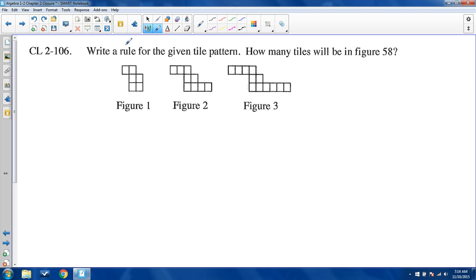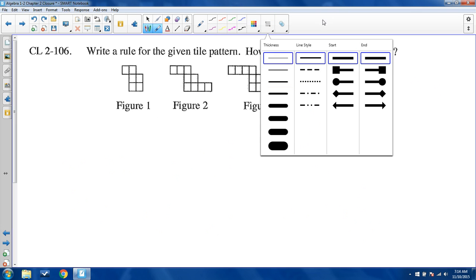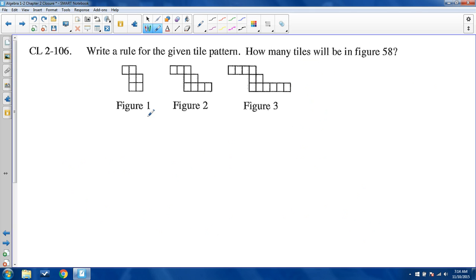Number 106, write a rule for the given tile pattern. How many tiles will be in figure 58? This one's always interesting. I like how people are able to always connect what happens when you jump each figure number. This is a table example again. But we're also going to be looking at a good rule here.